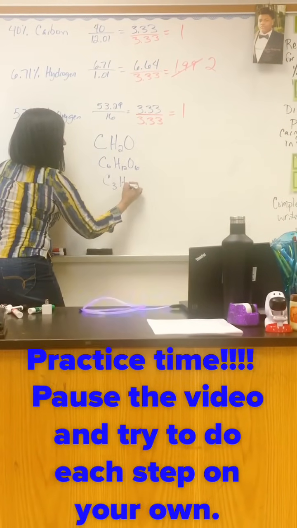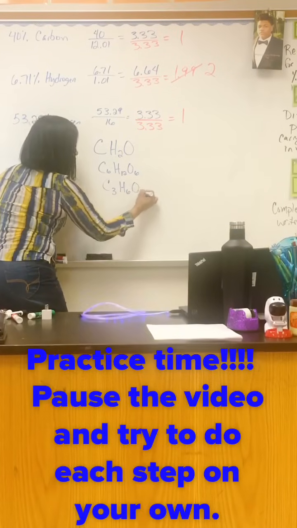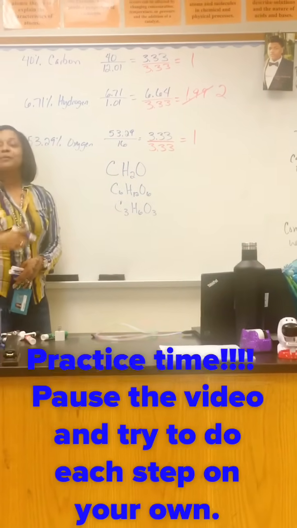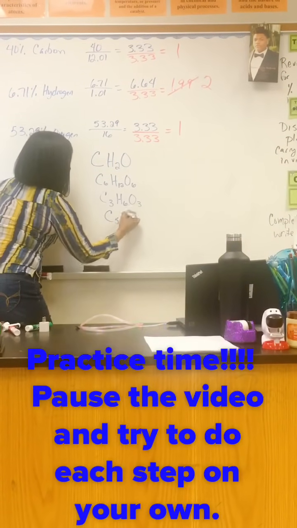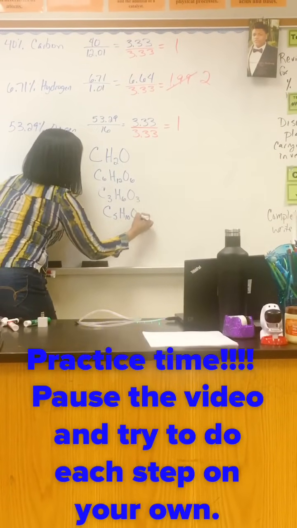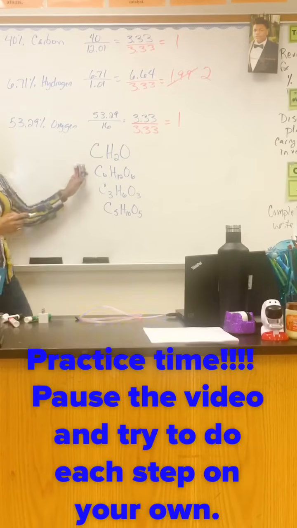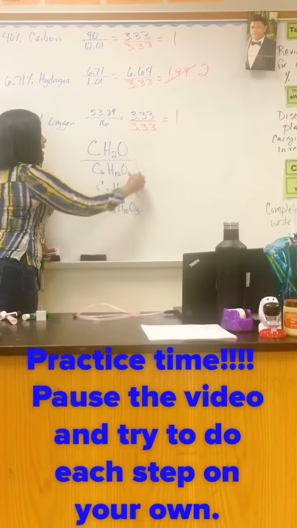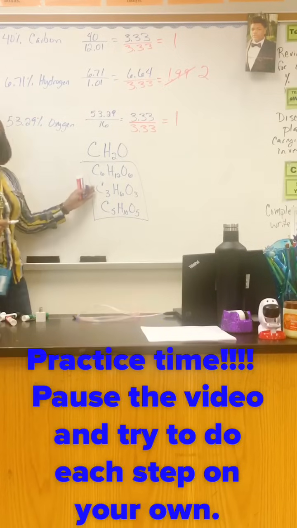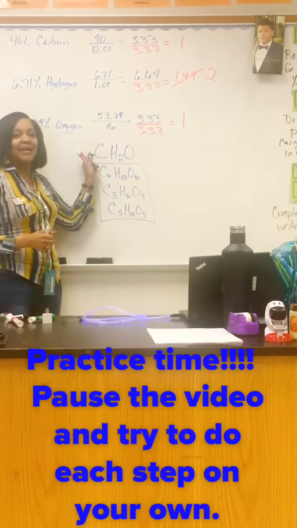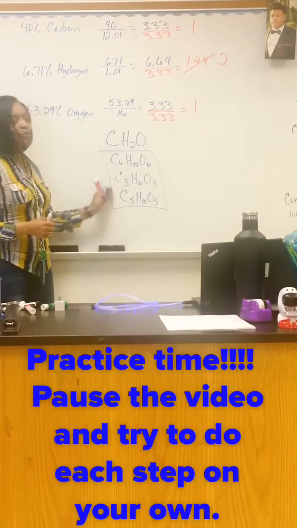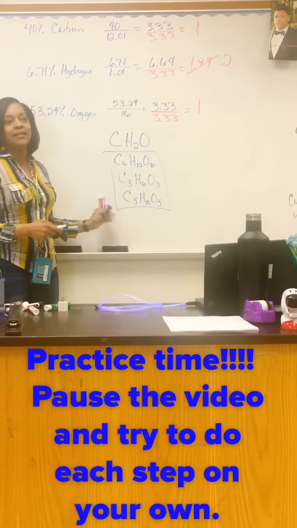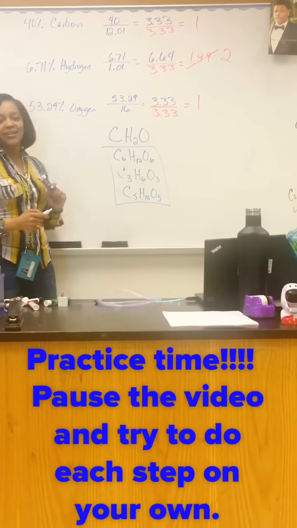What if I multiplied everything by 3? C3H6O3. What if I multiplied everything by 5? C5H10O5. I did this because I want you to realize that several molecular formulas can have the same what? Empirical formula. Several. Okay? Several. Very good. I think you guys got that.